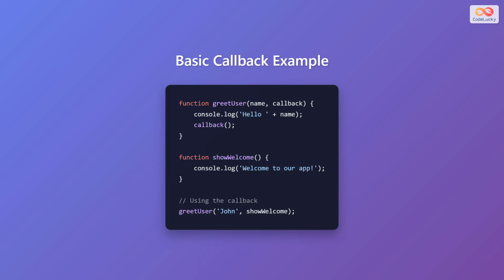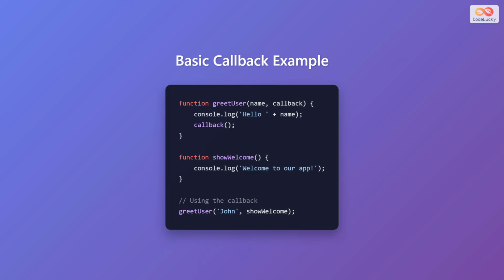Here's a basic example of a callback function in action. We define a function called greetUser, which takes two arguments, name and callback. Inside greetUser, we first log a greeting message to the console using the provided name. Then we invoke the callback function.